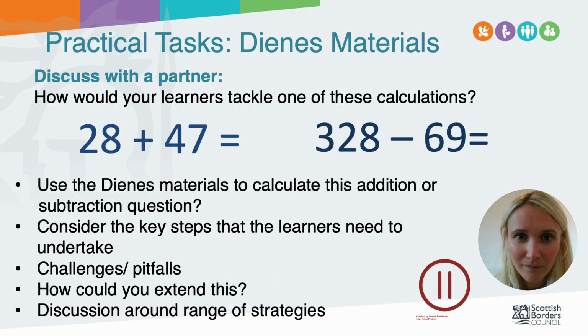So we're now moving on to our next practical task with the Dean's materials. So discussing with a partner, how would your learners tackle one of these calculations? So either 28 add 47 or 328 take away 69. So once you've had a little discussion around that, we would then like you to use the Dean's materials to calculate this addition or subtraction question.